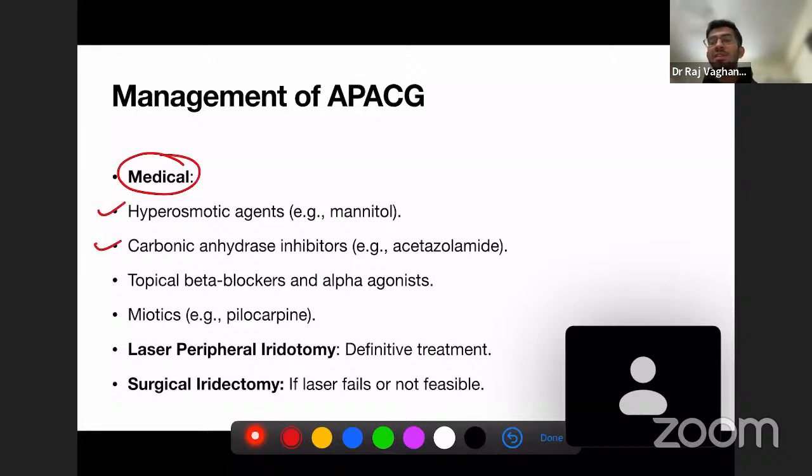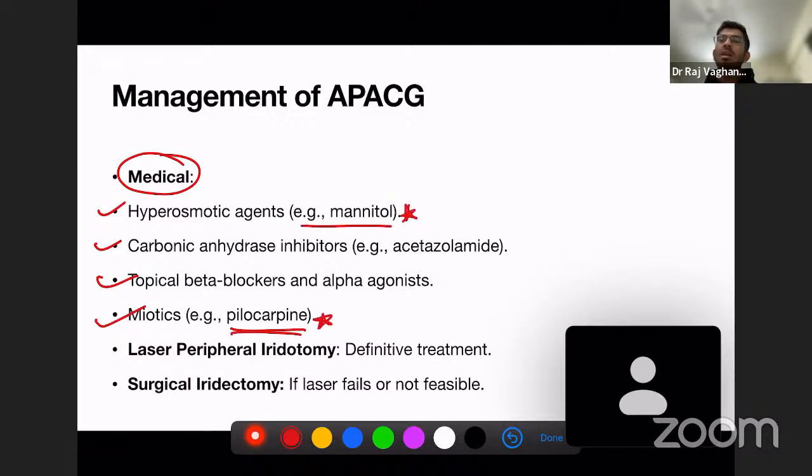Second, carbonic anhydrase inhibitors like acetazolamide. We were also giving carbonic anhydrase inhibitors in primary open angle glaucoma as well. Topical beta blockers and alpha agonists, like that of primary open angle glaucoma. We can also give miotics like pilocarpine. So these are the two new drugs in addition to primary open angle glaucoma. The rest is the same, like carbonic anhydrase inhibitors, acetazolamide, and topical beta blockers and alpha agonists.